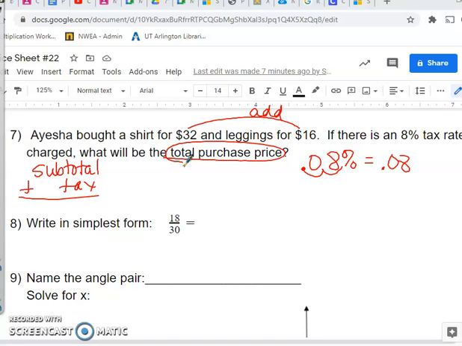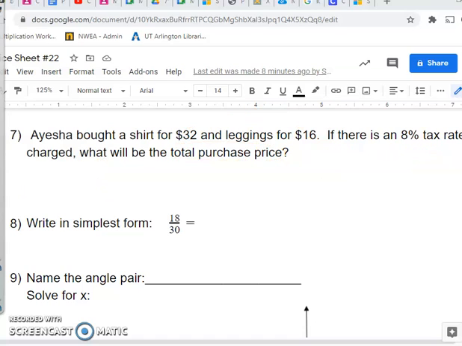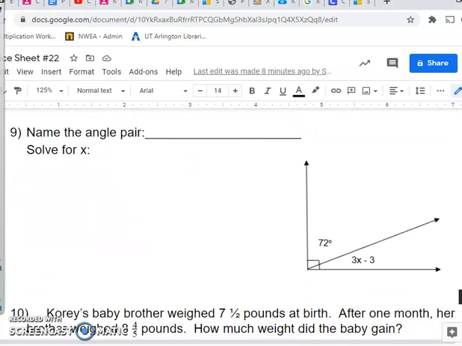So one more time. Add to find the subtotal. Change the percent to a decimal and multiply. That gives you the tax. Then add the tax to the subtotal. Okay, number 8 is just simplify. Write it in simplest form. That's easy. Number 9, don't forget to name the angle pair.